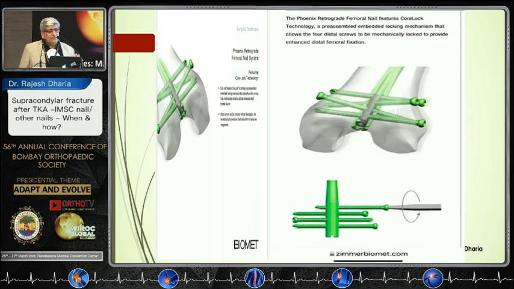This is a Phoenix retrograde nail where there is a locking mechanism and a core lock technology. It allows the distal screws to be mechanically locked to provide enhanced distal femoral fixation. So that's about it.